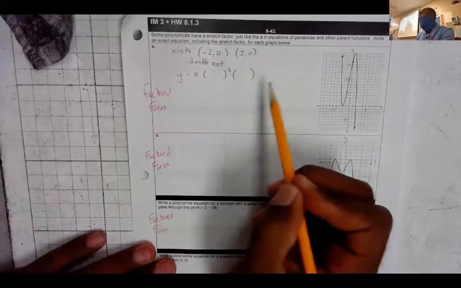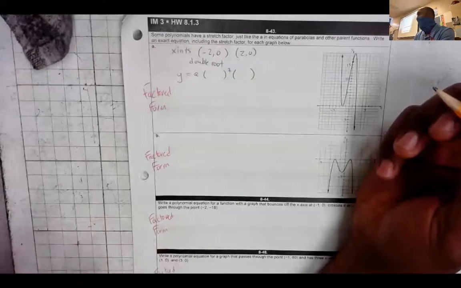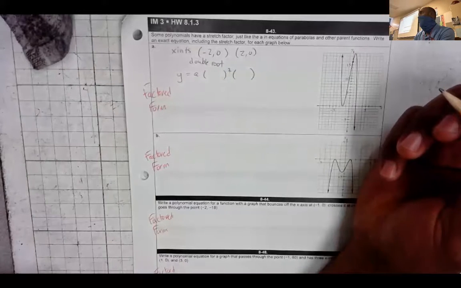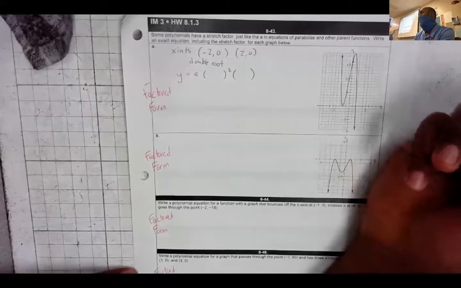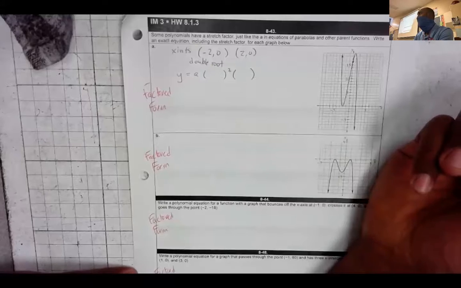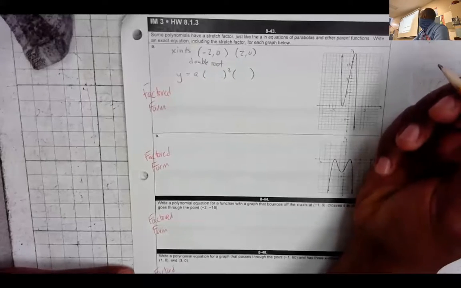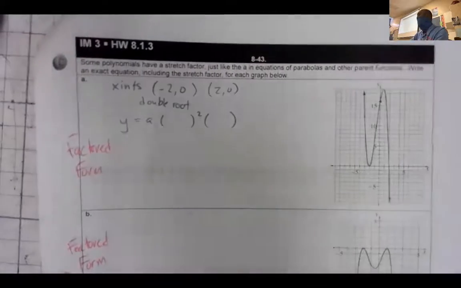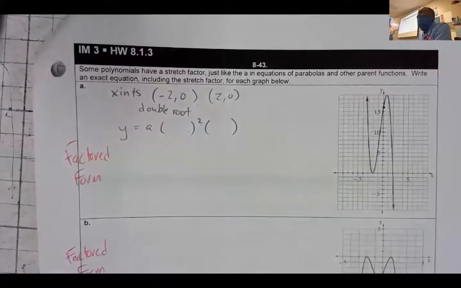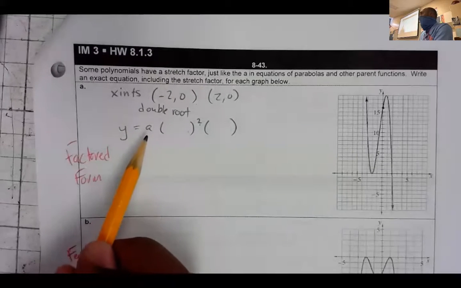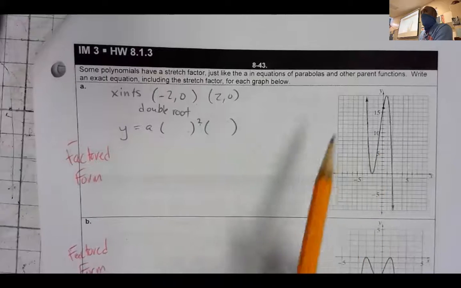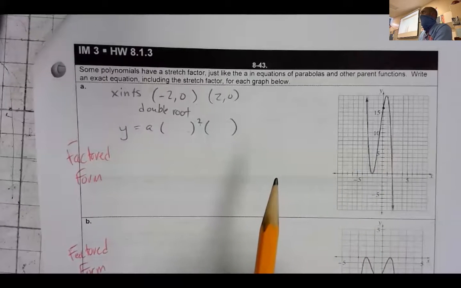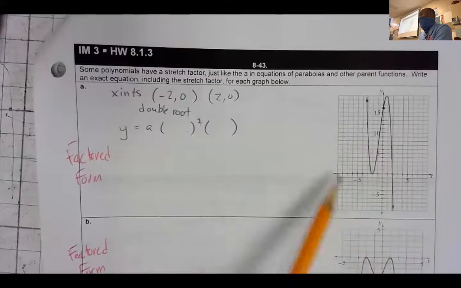Now, after I set all that up, I got to plug in a point. What point do we use to plug in? Or is most ideal to use? What do you guys think? Because I'm going to have to solve for a as I work through these. So I want to pick an easy point from this graph to be able to plug in other than the x-intercepts.